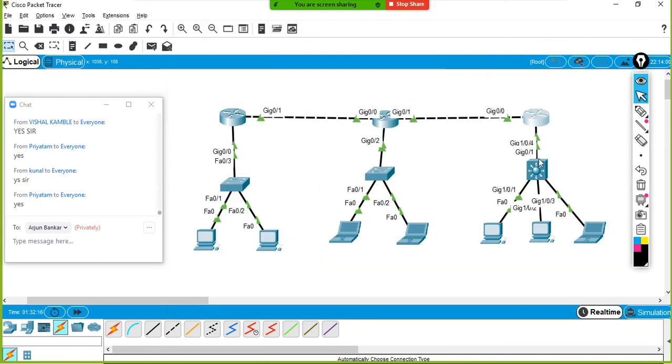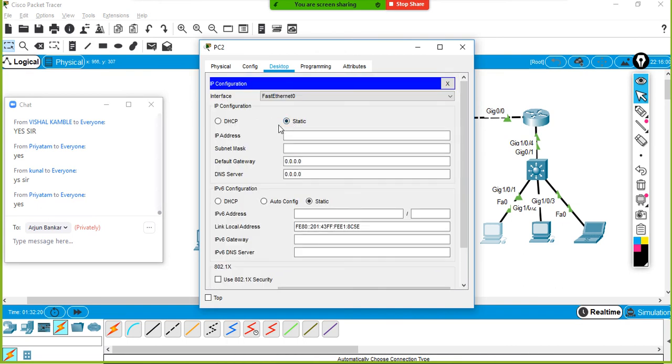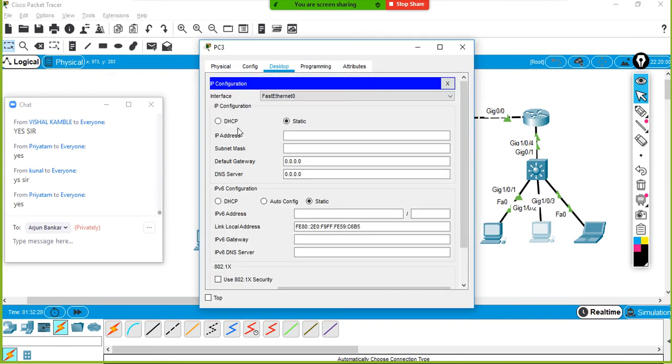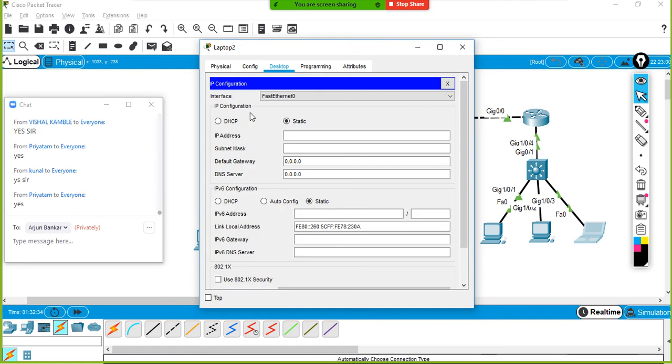Now what you are going to do, just go to each and every computer and try now. Select static, I can put the DHCP. There you go. You got the IPs now. Then go to this. Yeah. So everybody got the IP. Did you see that, guys?